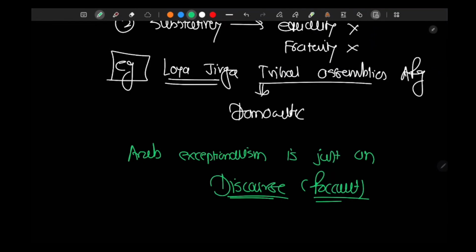I hope this helped. We have started with democracy. We have done what is democracy, what are the perspectives on democracy, what is needed for democracy to succeed, and what is Arab exceptionalism with respect to democracy. It is essentially a concept of international relations, still applicable to this topic. That is why I explained it. And Arab exceptionalism you can write in the other question, is constitutionalism needed for democracy to succeed.